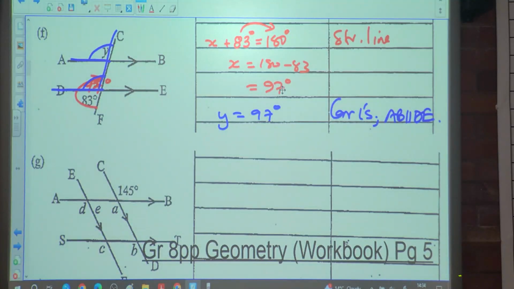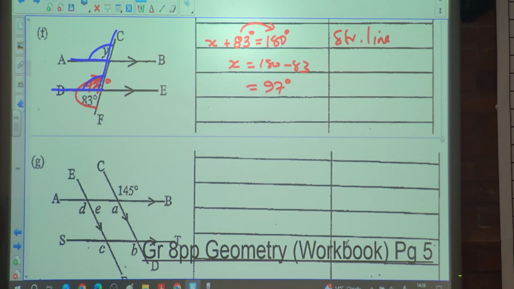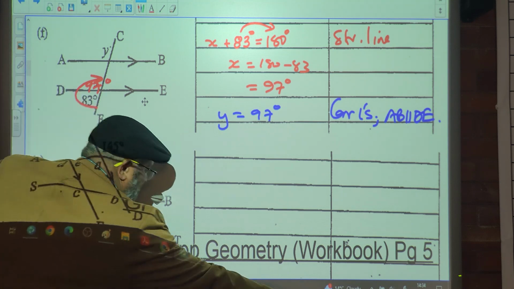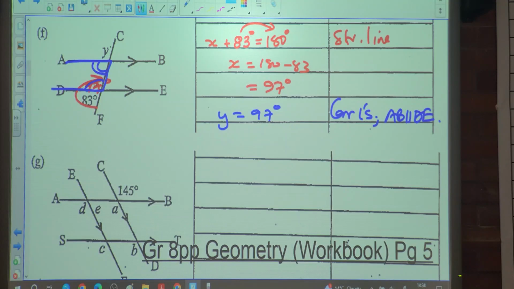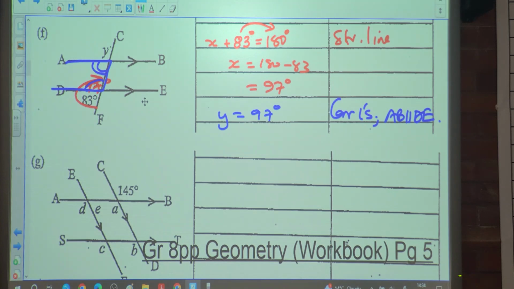Yes? So you use the F but the wrong co-interior. Yeah, you lose the reason. So the co-interior would have looked like this, no? So that angle plus this angle is 180. Anybody else? Yes?